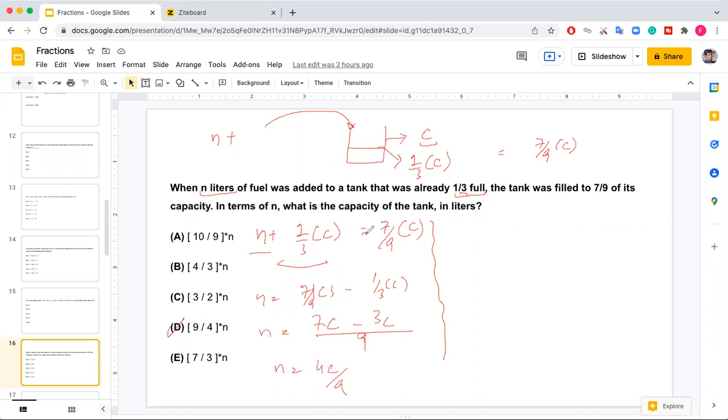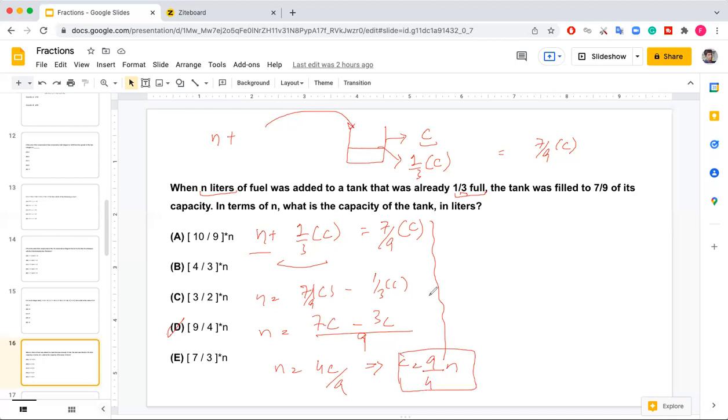And the question asks, what is the capacity of the tank in liters? The capacity is equal to 9/4 n, right? This is the very first way, by assuming variables and proceeding that way. Everyone got this, what I did here?